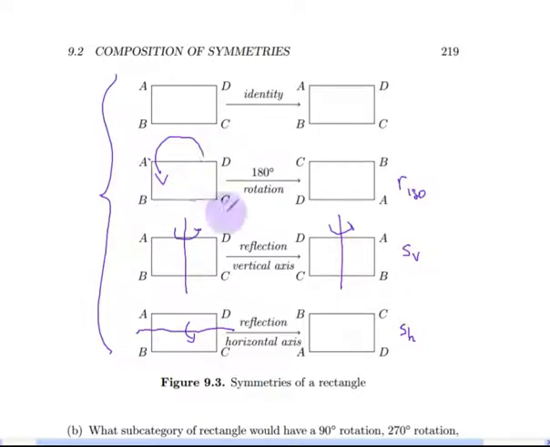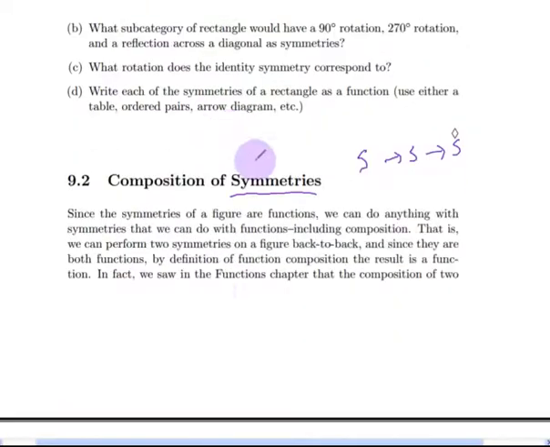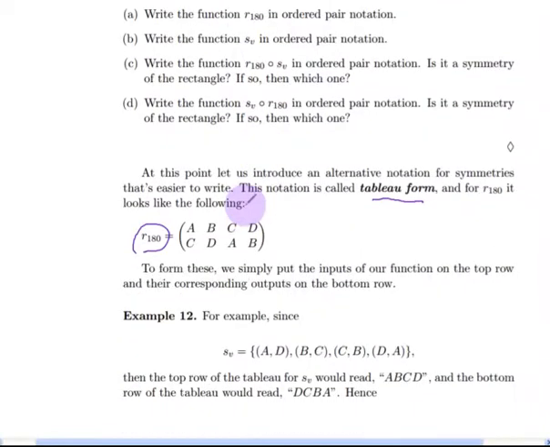So A, B, C, D goes to C, D, A, B. Let me check that I said that right. Okay, so let's see if that's what we have here. A, B, C, D goes to C, D, A, B. That means A goes to C, B goes to D, C goes to A, D goes to B.